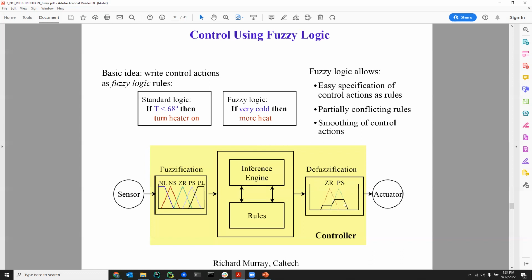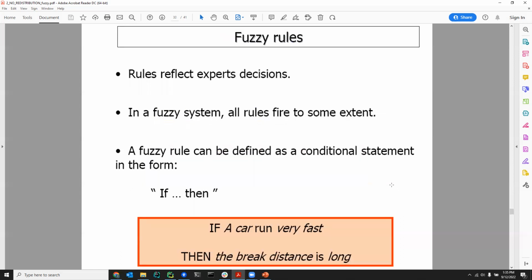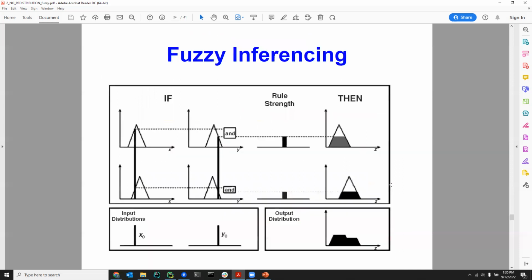Then once you have multiple of the output sets active, you resolve those into a final output action that gets sent to your system. And in this case, it would either be turning the heater on or not, or if it's more granular than just on or off, it would be the amount that you're turning the heater on, for instance, the amount of energy. Okay, we've already seen that.